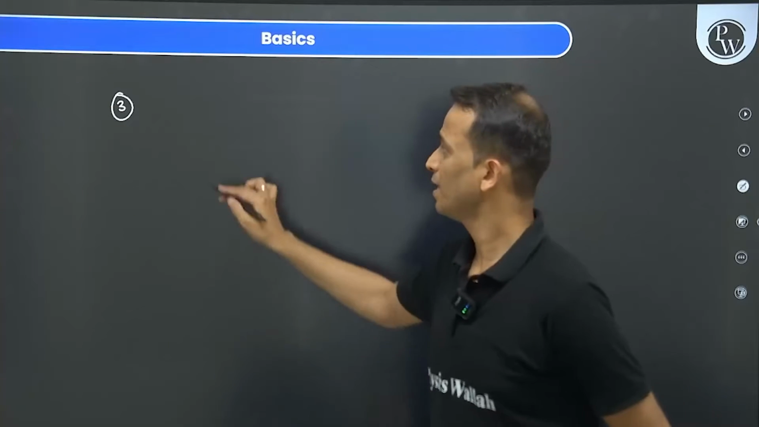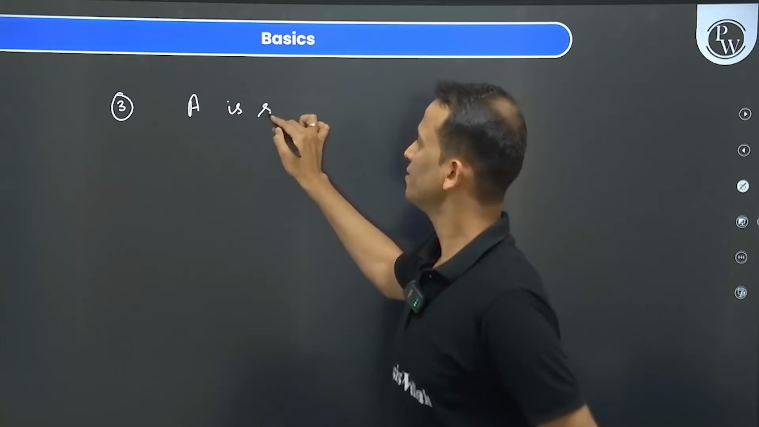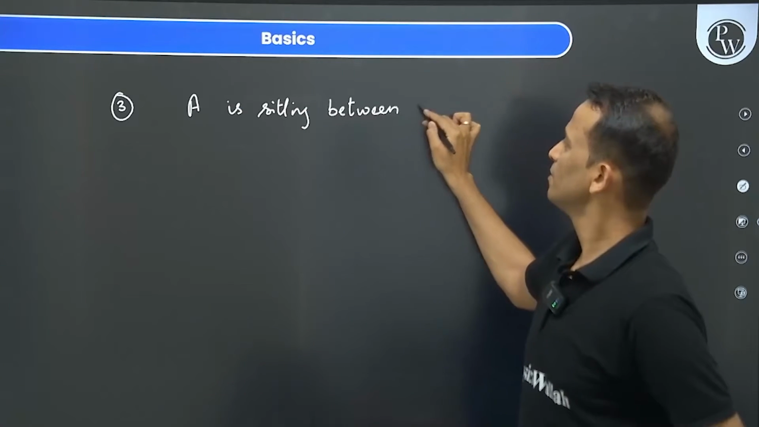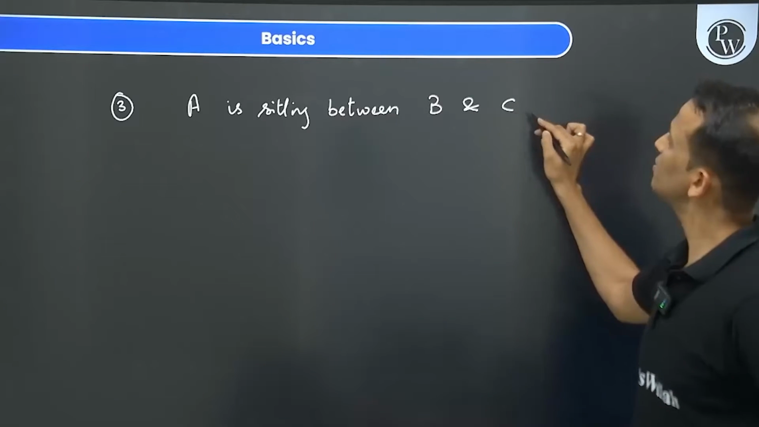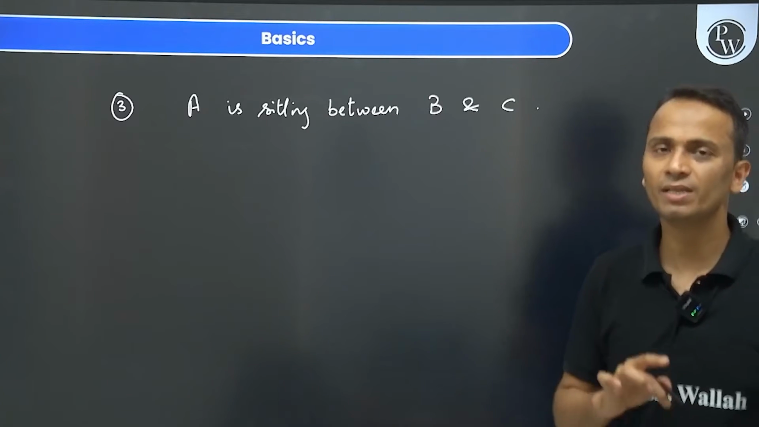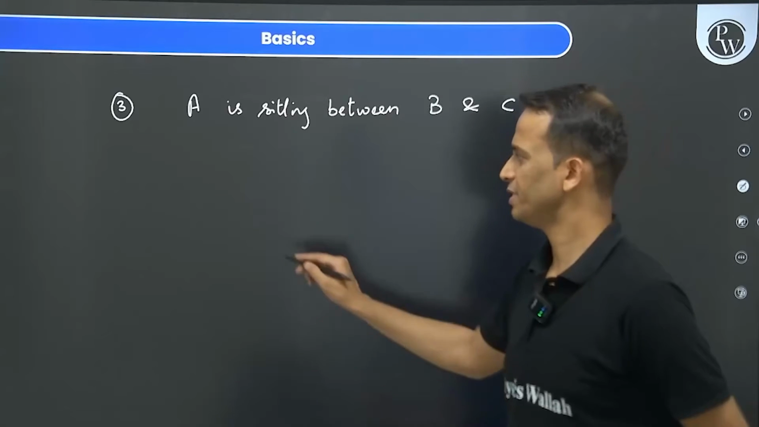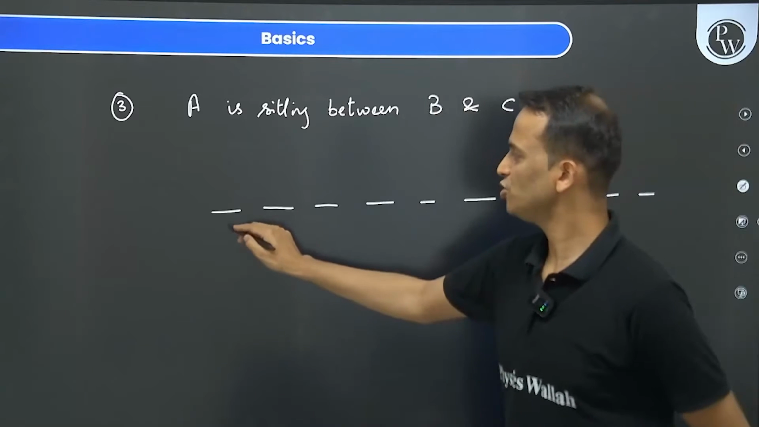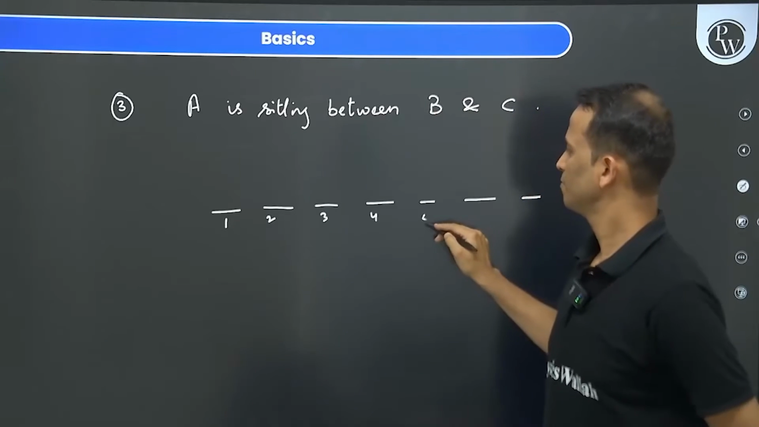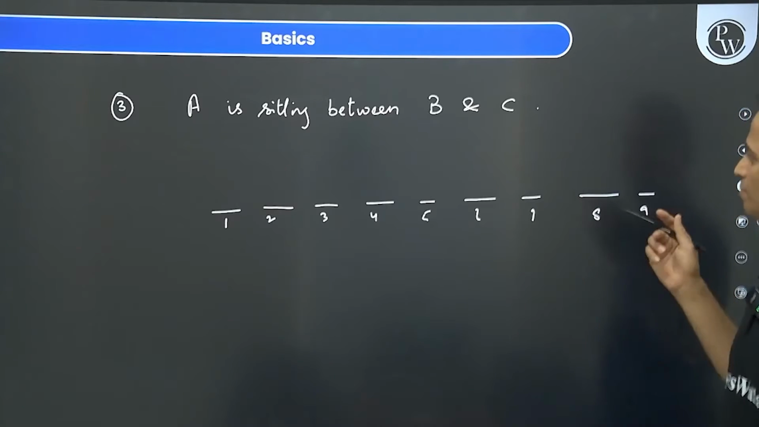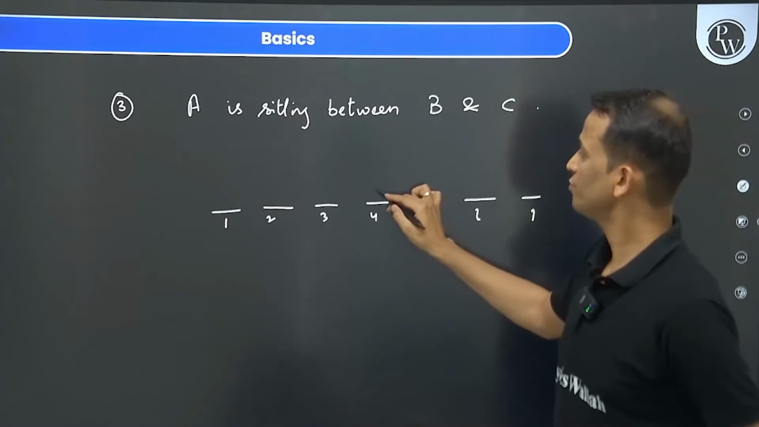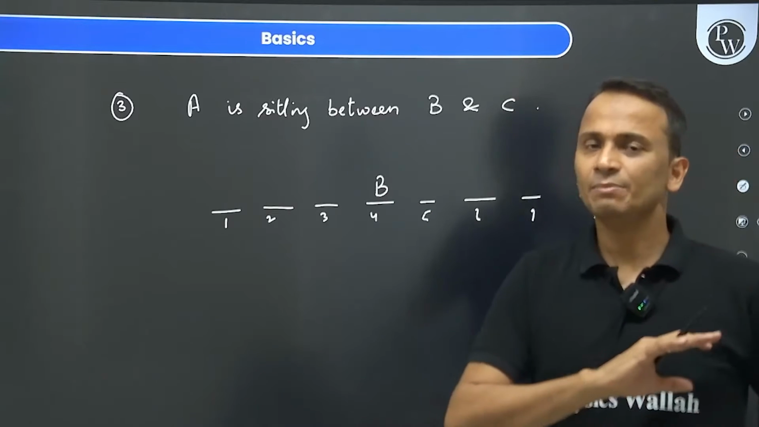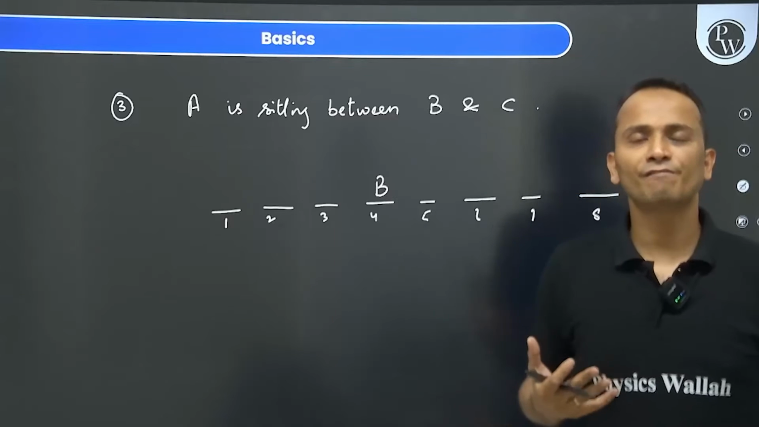Statement number 3. A is sitting between B and C. Now A is sitting between B and C. बहुत इंपॉर्टेंट स्टेटमेंट है. ओके, so let's say these are 9 chairs and you are given the position of B. B is sitting here. Now A and C की position given नहीं है, so we'll look at the different possibilities.